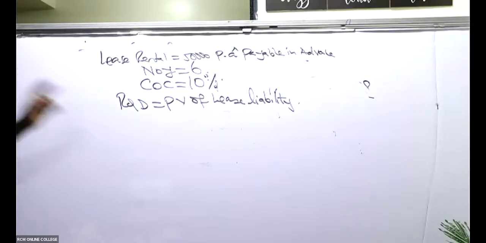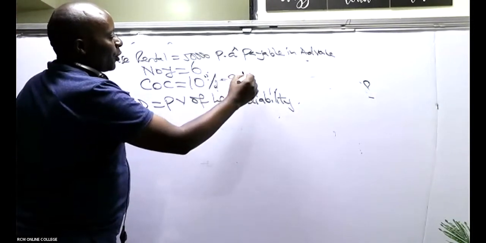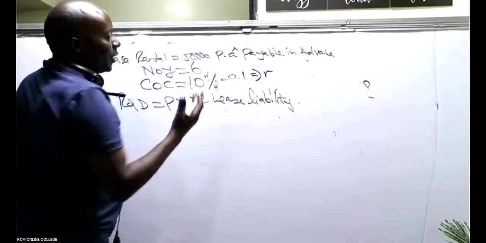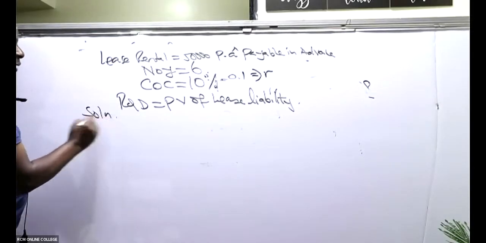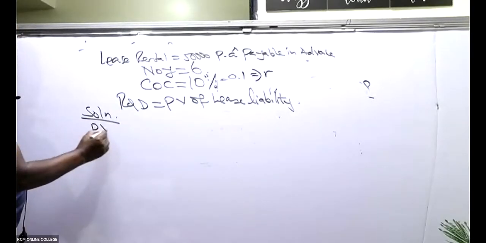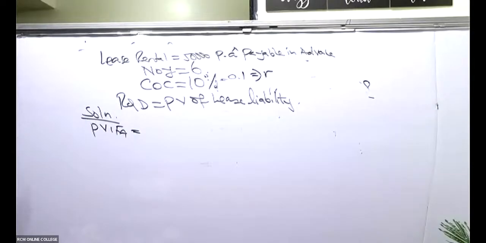And then the number of years is how many? 6 years. And then we have our cost of capital, which is 10%. Remember, 10% is the same as 0.1. And of course, this is our R, which is the required return. So the first thing I would recognize while solving this is very easy. You must be remembering this. I will simply go ahead and get my PV the normal way.